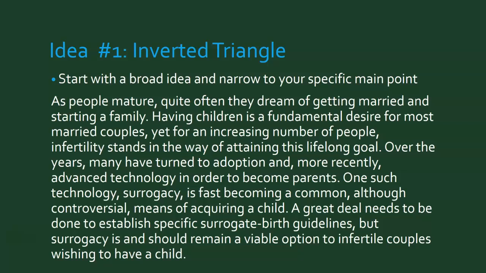So here's some ideas for getting that introduction started. This is a general idea that most books will tell us is a good option, and that's called the inverted triangle. So the inverted triangle is where you start with a broad idea and then narrow it down to your specific main point. So in this example, you can see we start off with a broad idea that most people can relate to, that as people mature, they often dream of having children, and then we narrow down to the specific argument, which is about surrogacy.